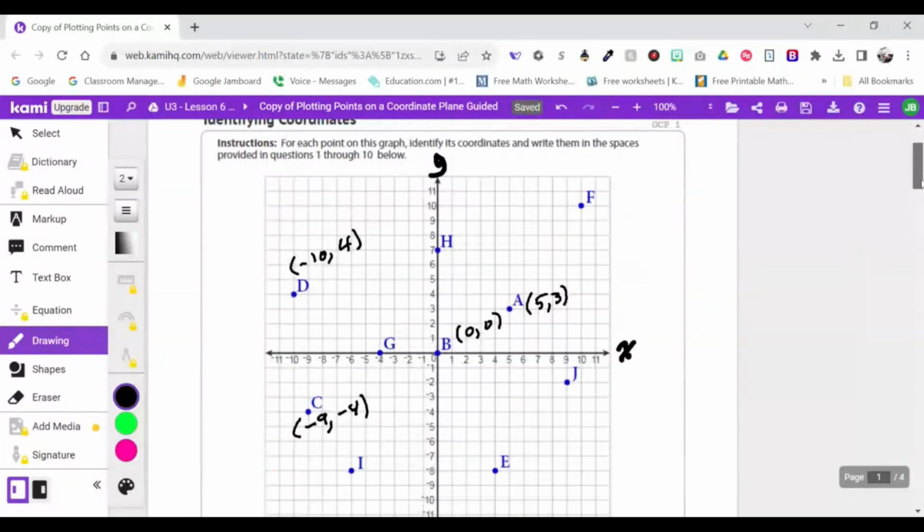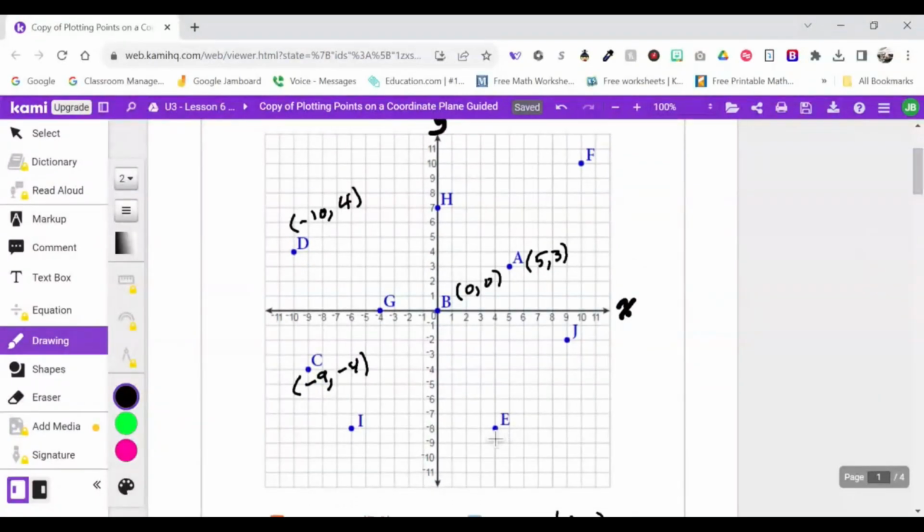Okay. Point E is right here. Okay. Tell me what the coordinates of that point would be. Okay. Tell me what the coordinates of E would be. And remember, ordered pairs, we have to put in parentheses.